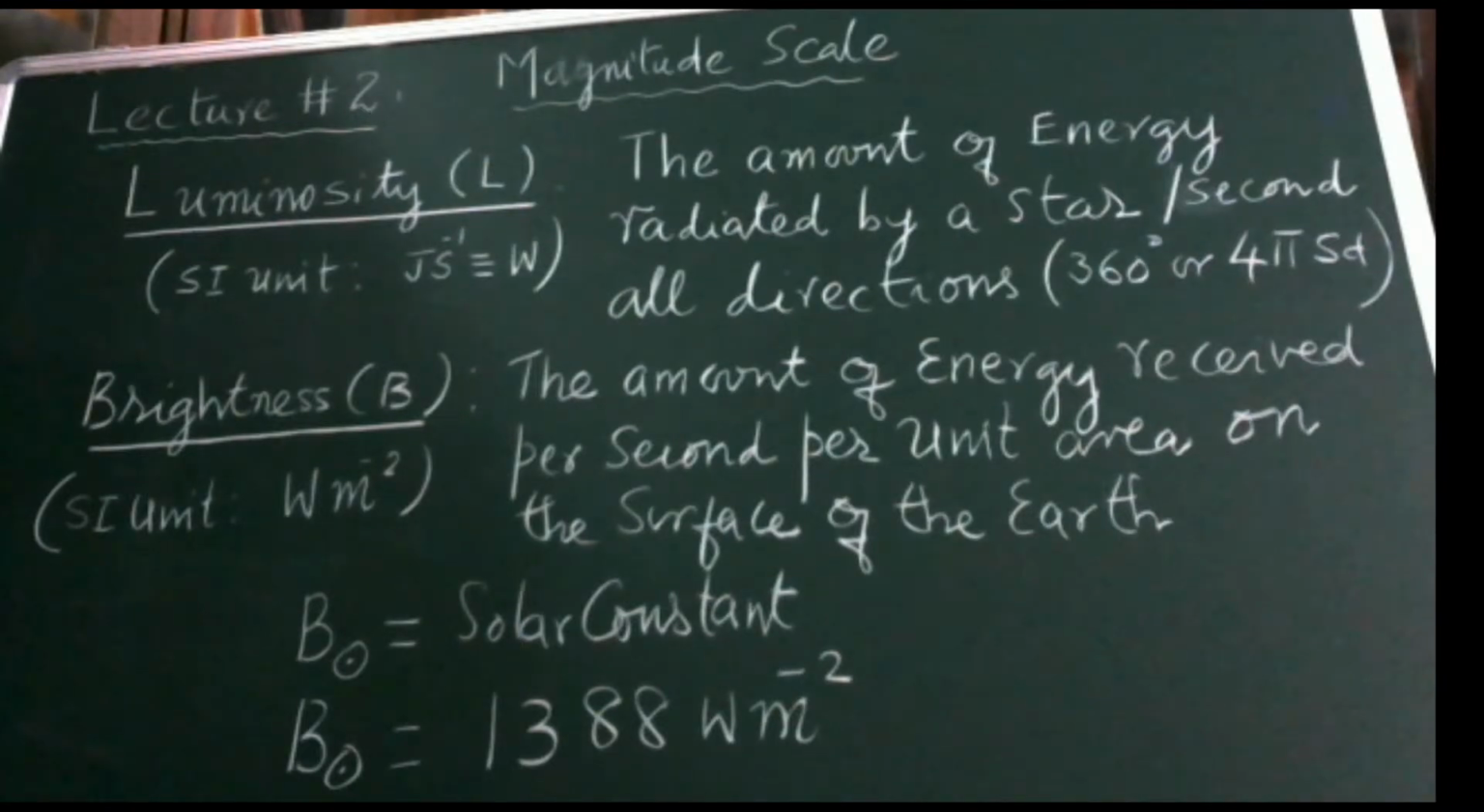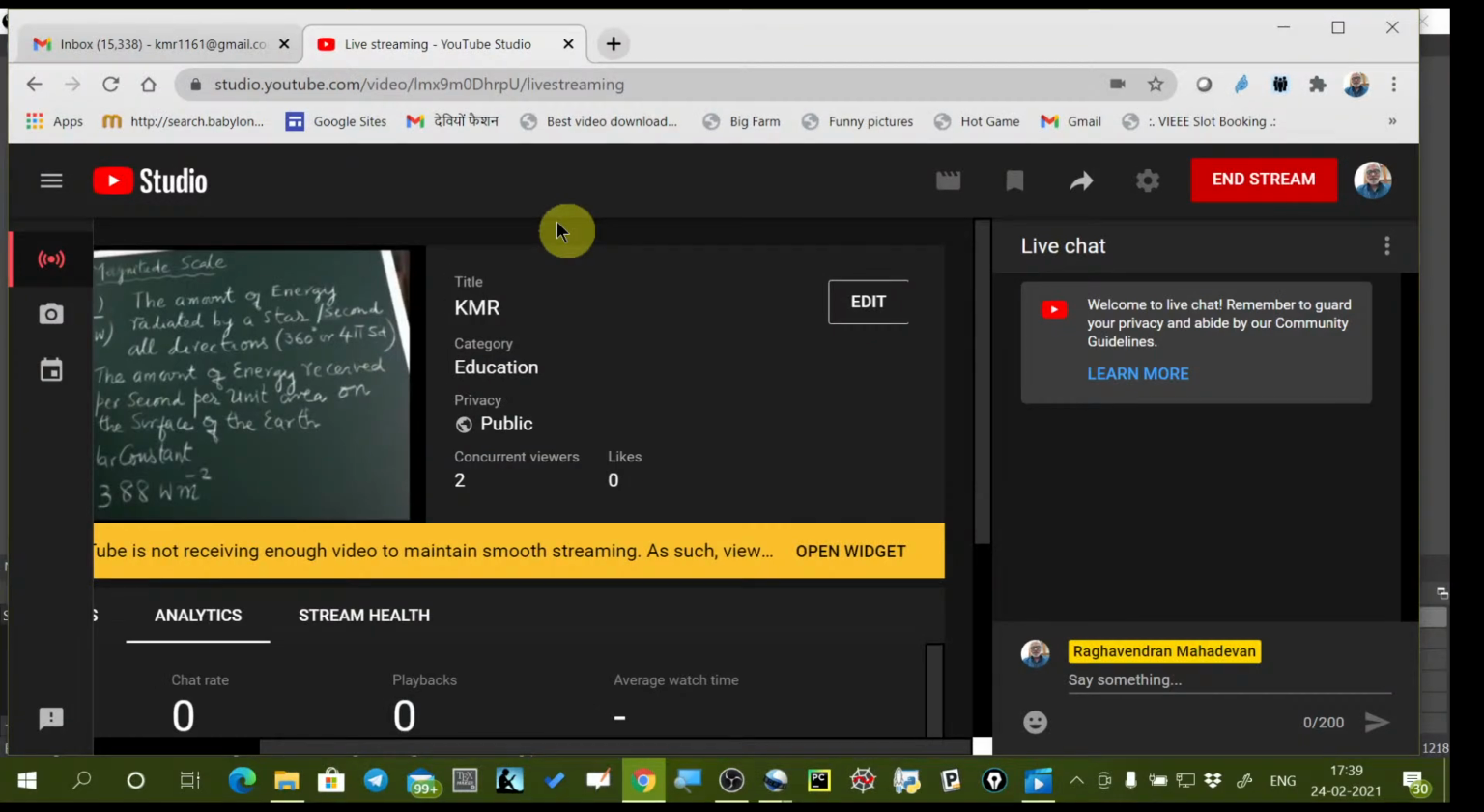For instance, from the sun, the energy received per second per unit area on the surface of the earth, the solar constant, is 1388 watt per meter square. It is to be noted that luminosity is a property of the star. It does not depend on the amount of energy received. It is the energy that is emitted by the star per second.